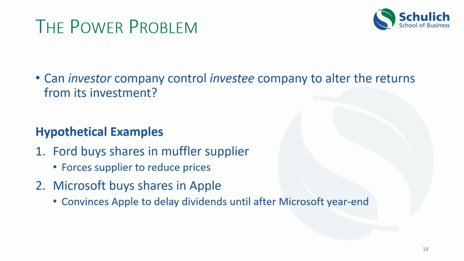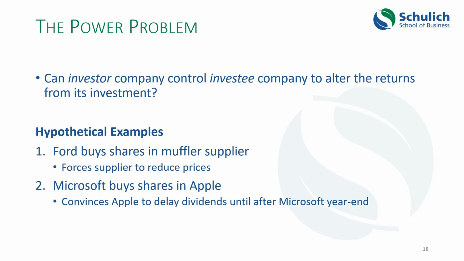So a couple of hypothetical examples, purely hypothetical. Suppose that Ford buys shares in a muffler supplier, and if it owns more than 50% of those shares, it could force the supplier to reduce its prices, which would inflate the income of Ford. And because Ford doesn't own 100% of the muffler supplier, it gets 100% of the benefit of the reduced prices, but it bears less than 100% of the cost to the shareholders of that reduced profit in the supplier.